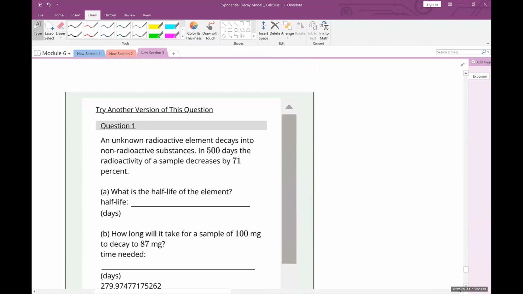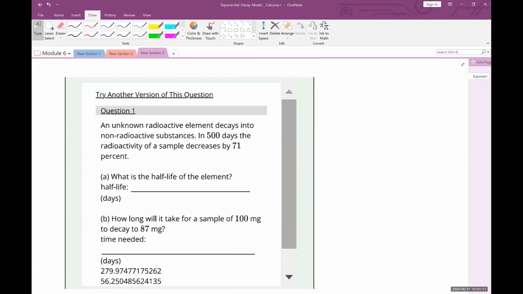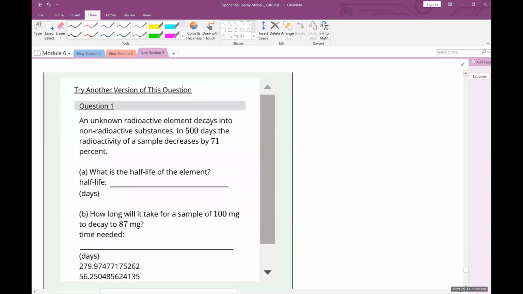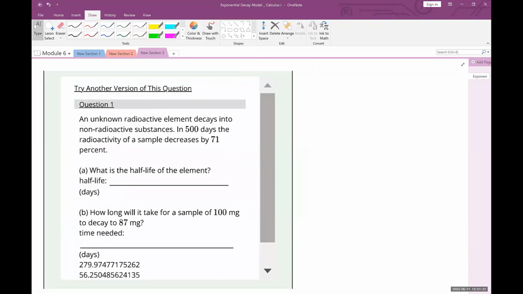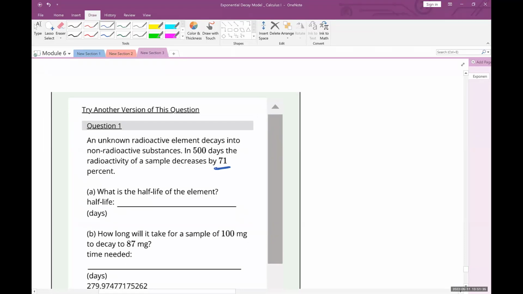And here's one more. An unknown radioactive element decays into non-radioactive substances in 500 days. The radioactivity of the sample decreases by 71%. This one I think is a little more challenging, which surprises me because usually these problems aren't as challenging. When you do this, think of 100% minus 71%, so it loses that much. What's left?